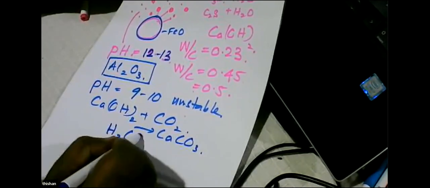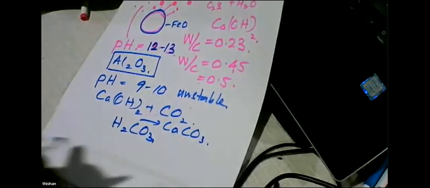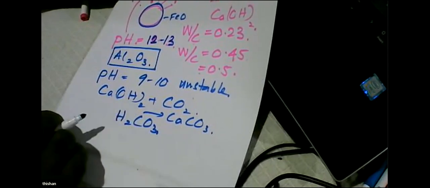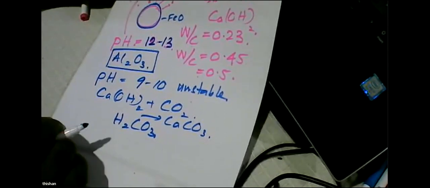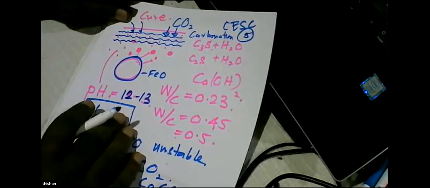So it will be H2CO3. And with the formation of carbonic acid, calcium carbonate can give rise to a certain amount of carbonic acid. And carbonic acid means pH will start dropping to 9 to 10. So what happens is this carbon dioxide is going to penetrate into the concrete gradually. And it will take time, and we call it carbonation. Carbonation of concrete. And if you have cured the concrete properly, you have kept sufficient cover.